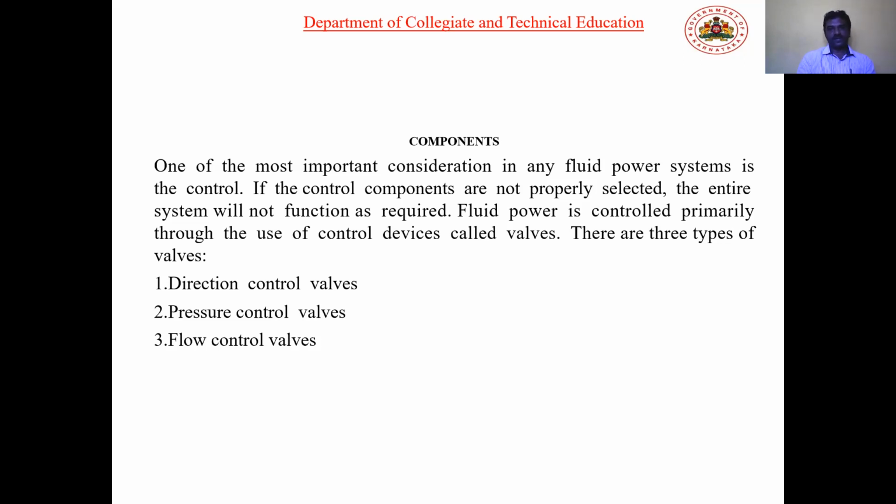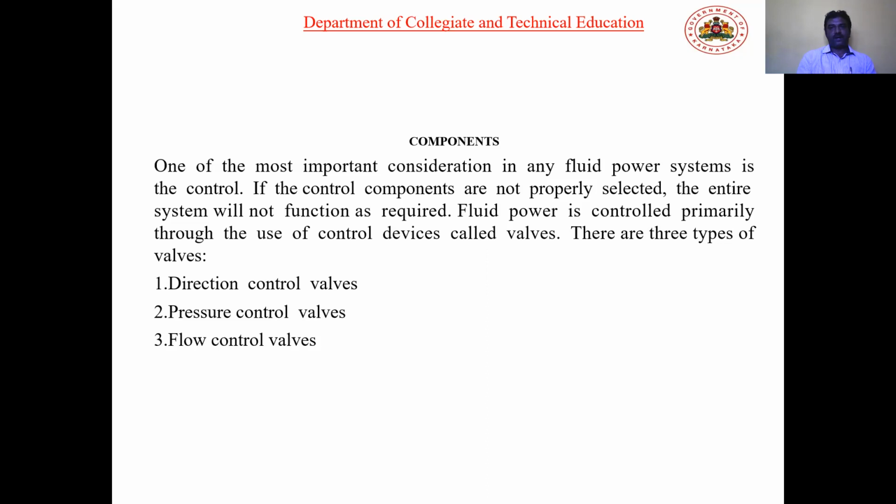Then the last classification is flow control valves, abbreviated FCV. These flow control valves control the flow of fluid in a hydraulic system. Again, we have three types: needle flow control valve, non-pressure compensated flow control valve, and pressure compensated flow control valve. So this is a brief introduction to the control components, the third major segment in a hydraulic system.